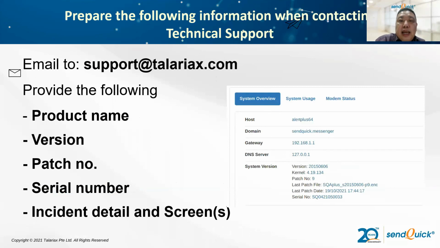And this is one thing that we like to share again, because whenever we receive a support request, if you can provide this information to us beforehand, it makes it easier for us to check so that we can provide you a faster response. So when you send us an email to support and you have an issue or problem, let us know which product it is, which version it is, which patch number, and which serial number. You can get all this from the system overview, as you can see in the screenshot. Under the system version, there's a version number and patch number. Just copy that and send it to us.